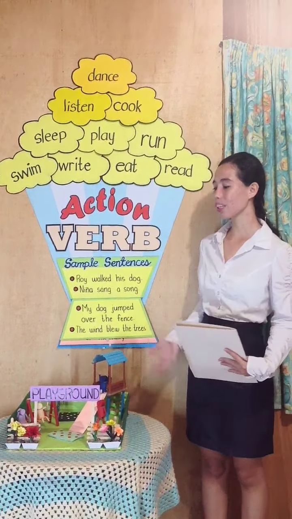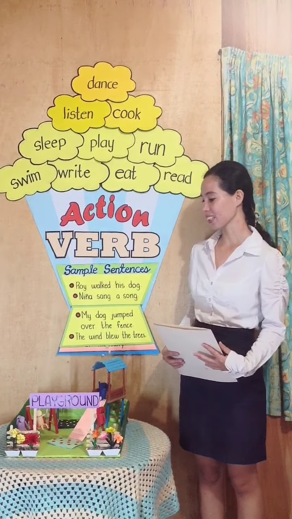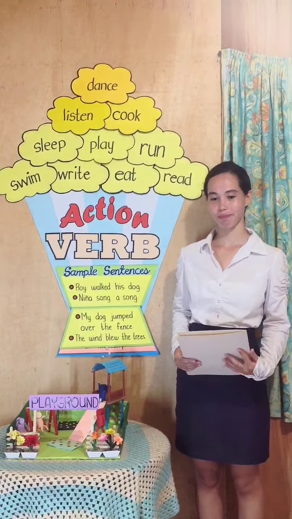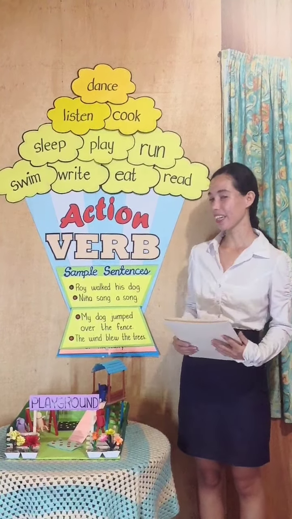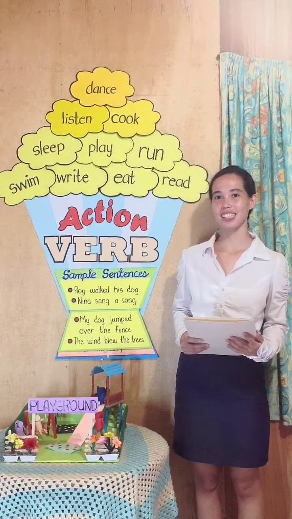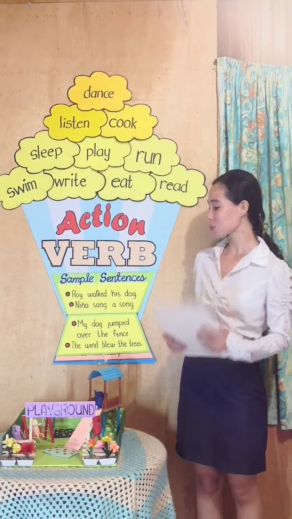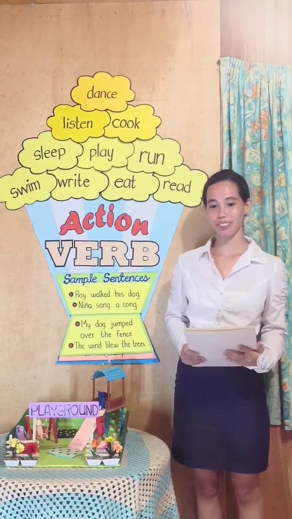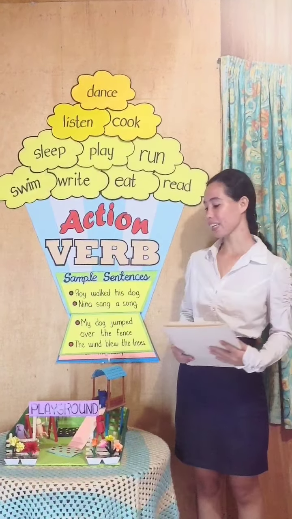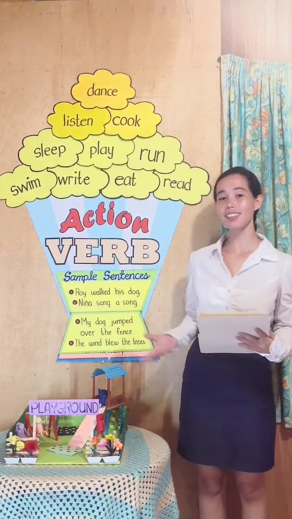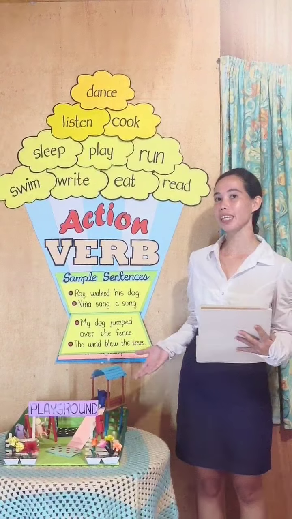Okay, so based on what you see in this mini playground, what sentences can you construct? Yes, Pinyar. The children are playing. Very good. The children are playing. How about you, Rosalahas? The girl is swinging. Very good. The girl is swinging. How about you, Ponpon? The boy is walking. Very good. The boy is walking. So those are just some sentences that we can construct based on what we see in this mini playground.